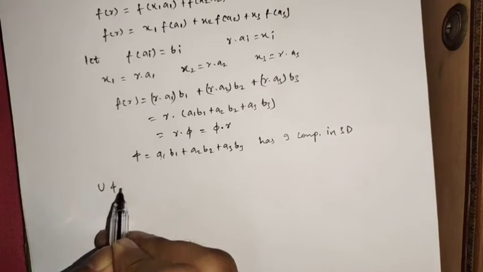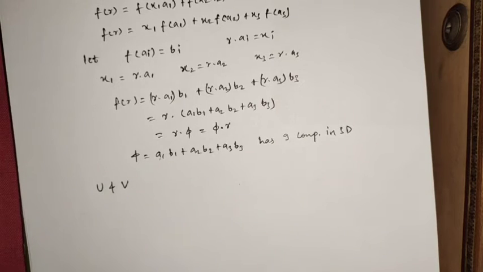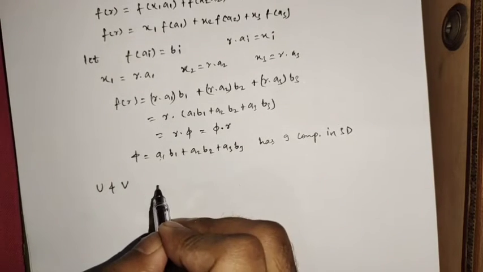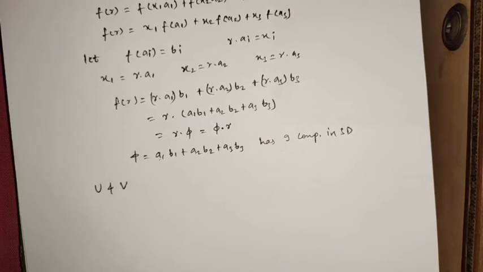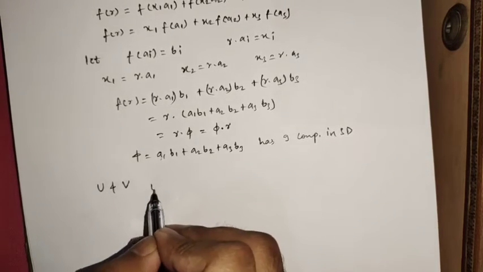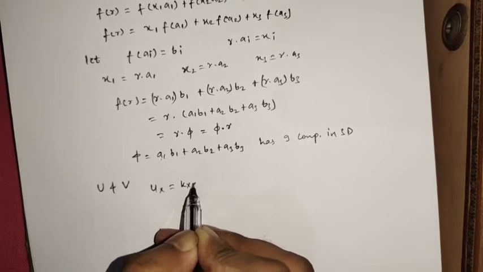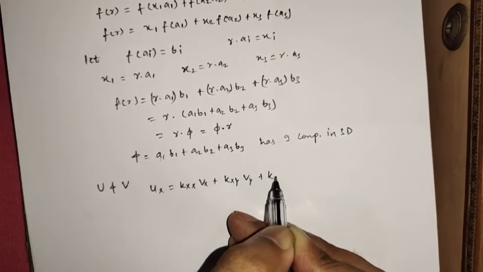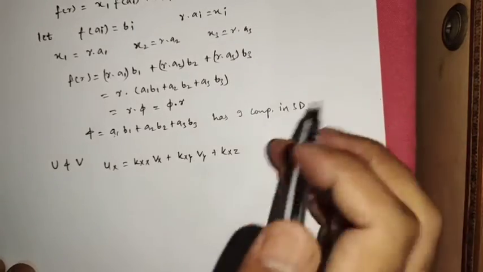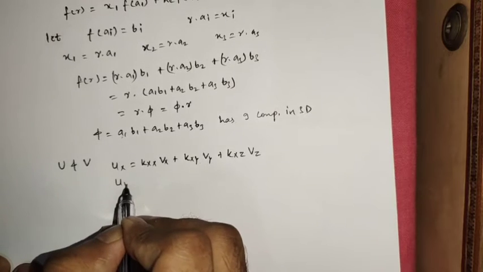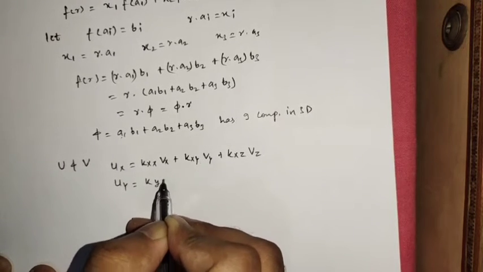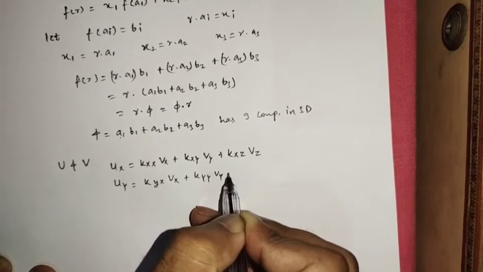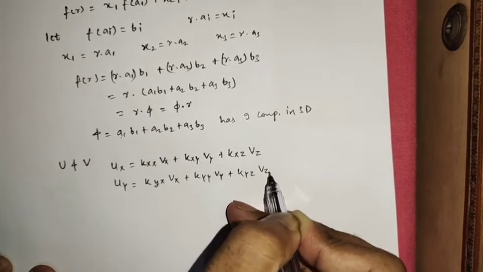Consider two vectors u and v. U and v are two vectors, and u is a linear function of all three components of v. So u is a linear function of all three components of v. We have a relation like that: ux is equal to kxx vx plus kxy vy plus kxz vz. Uy is equal to kyx vx plus kyy vy plus kyz vz.